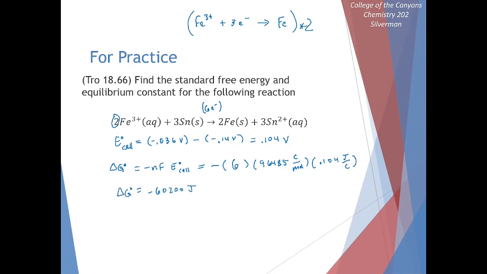We can calculate delta G to be negative 60,200 joules. And the units here do line up to be joules. We have 6 moles of electrons. Faraday's constant is coulombs per mole, and our voltage is joules per coulomb.